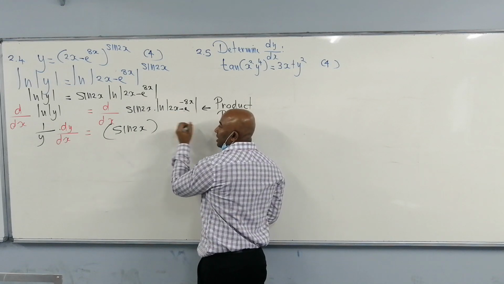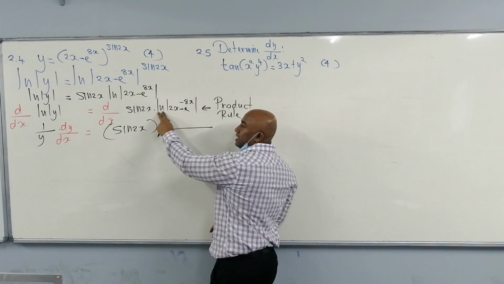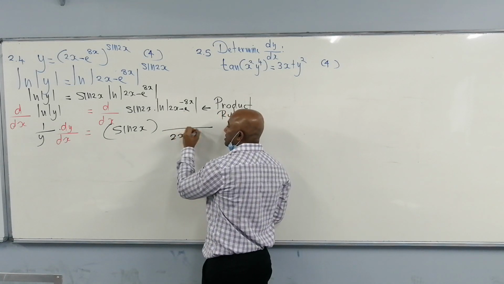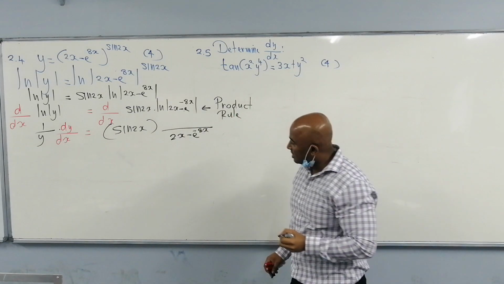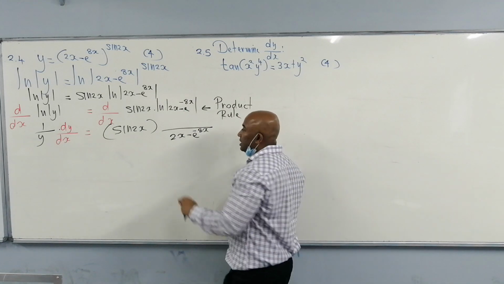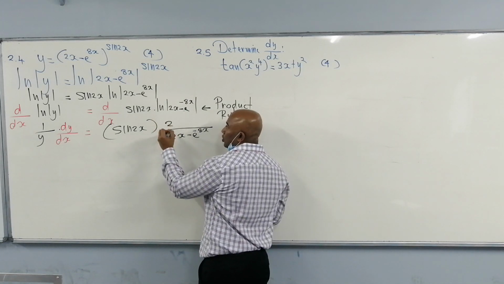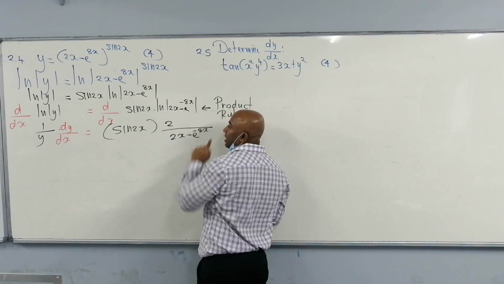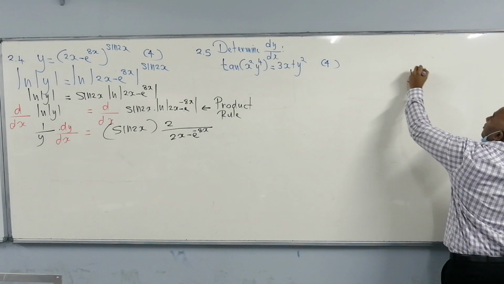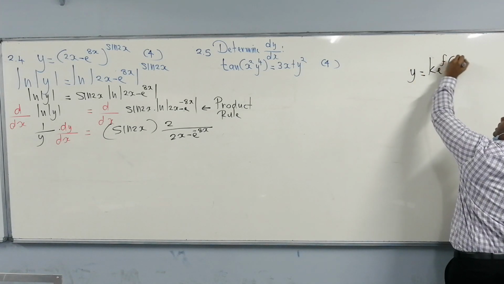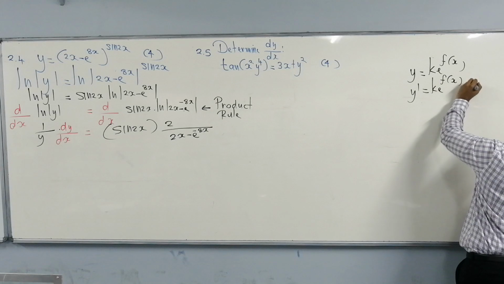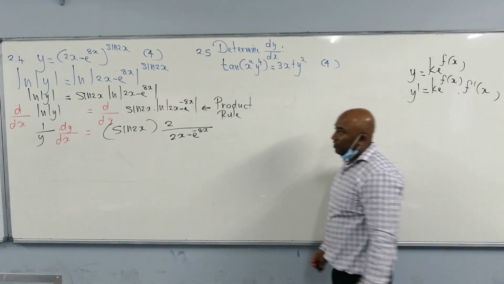So when you differentiate the second, this is ln f of x, so it's going to be f prime x over f of x. Let me copy down my f of x before I forget it, so that's 2x minus e to the power 8x. Then we differentiate this and write down the answer on top. The derivative of 2x is 2. The derivative of minus e to the power 8x: if you have k e to the power f of x, the derivative is k e to the power f of x times f prime x. That's how we differentiate that.